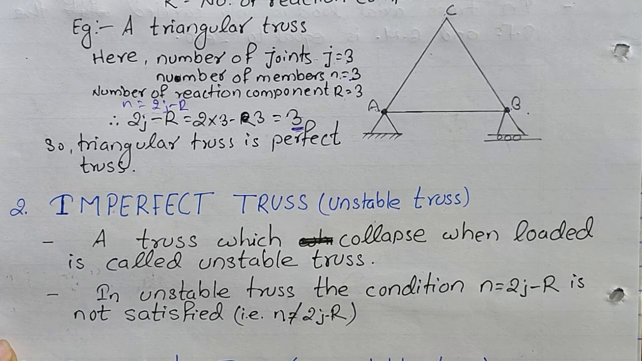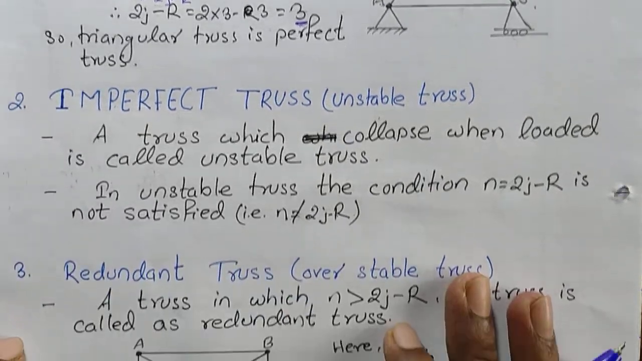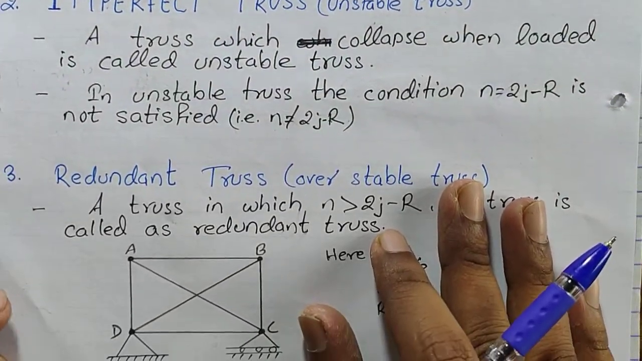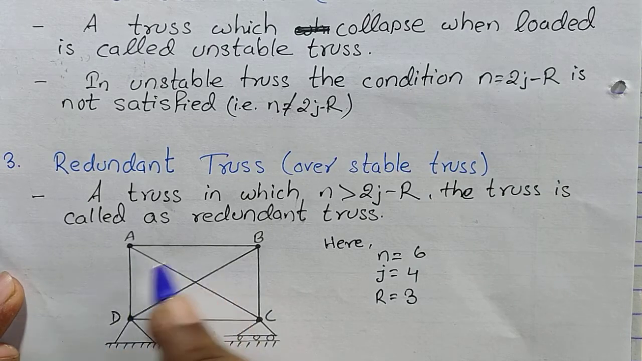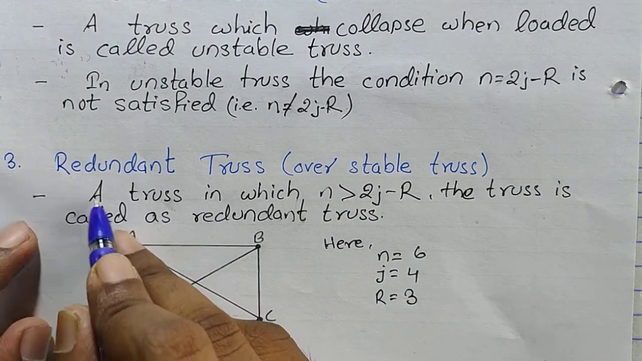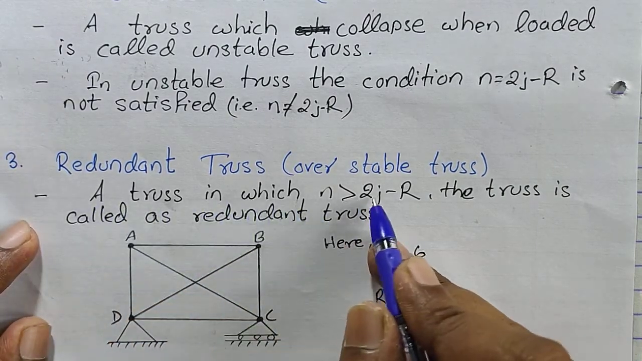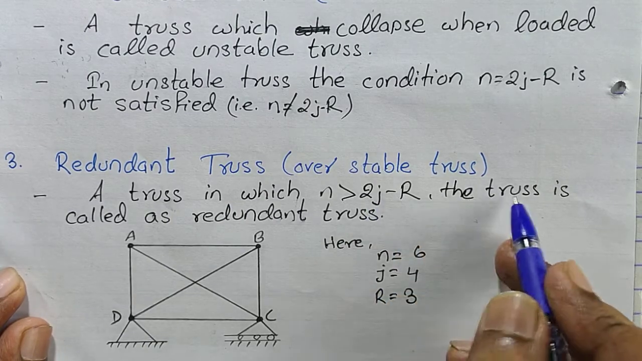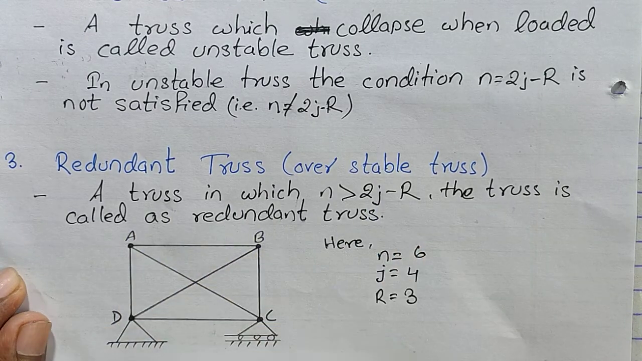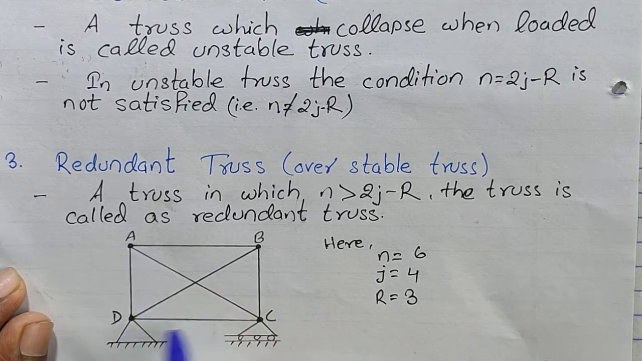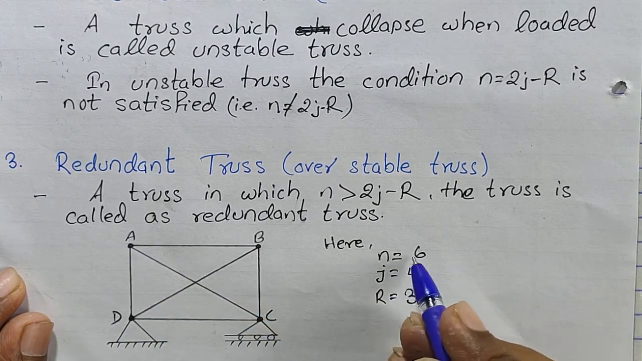When we find the value of n of such a truss, it is either less or more than the actual value of n. Now let's move to the third type of truss, which is the redundant truss, and here is the diagram of the redundant truss. Here the truss in which n is greater than 2j minus r is called a redundant truss.